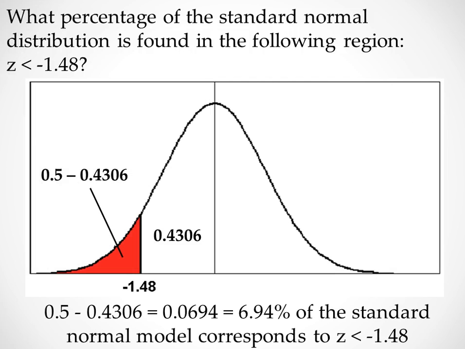Okay, returning to the picture, what we know is that 43.06% of the normal curve falls between the mean and a z-score of negative 1.48. But we want this red region. What we know is that 50% of the curve falls less than the mean. So to obtain the red region, subtract 0.4306 from 50%. So 0.5, which is 50%, minus 0.4306 is 0.0694, or 6.94% of the standard normal curve falls less than a z-score of negative 1.48.